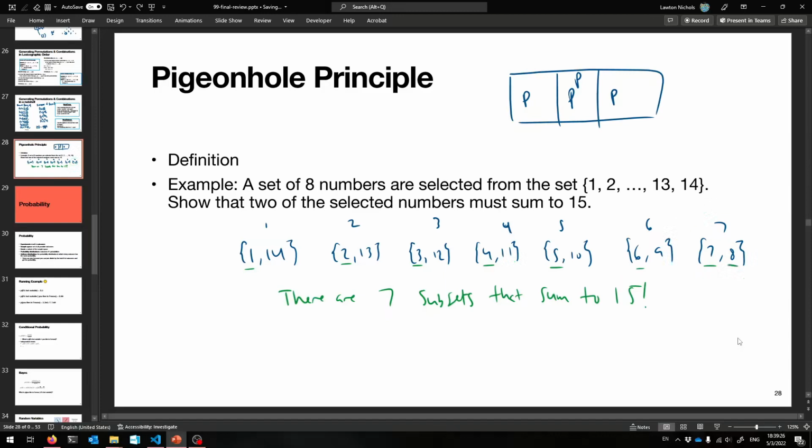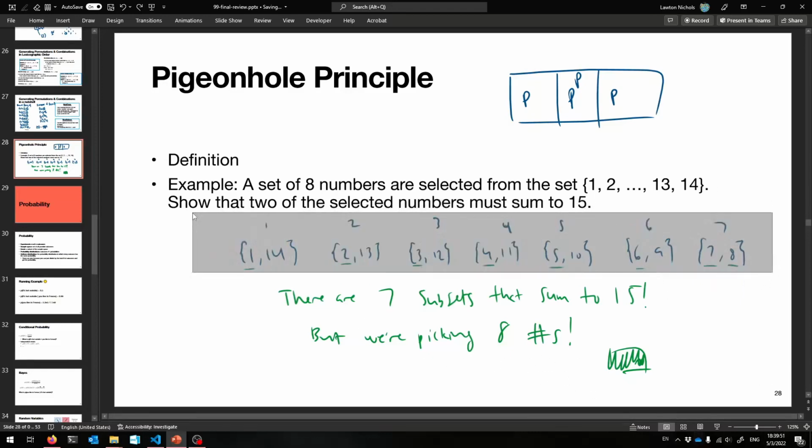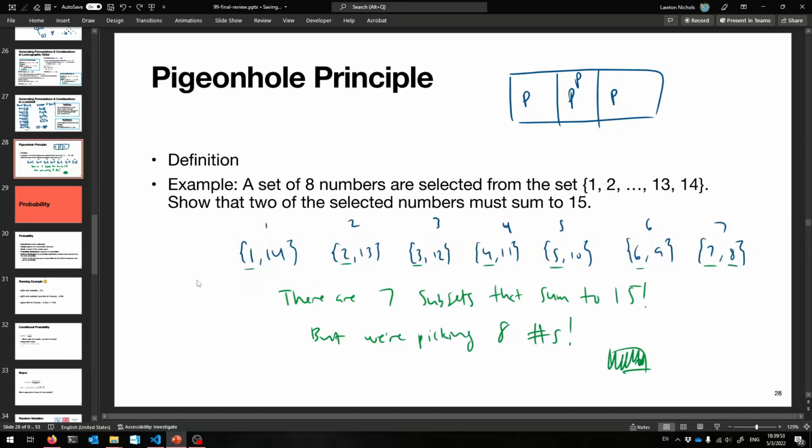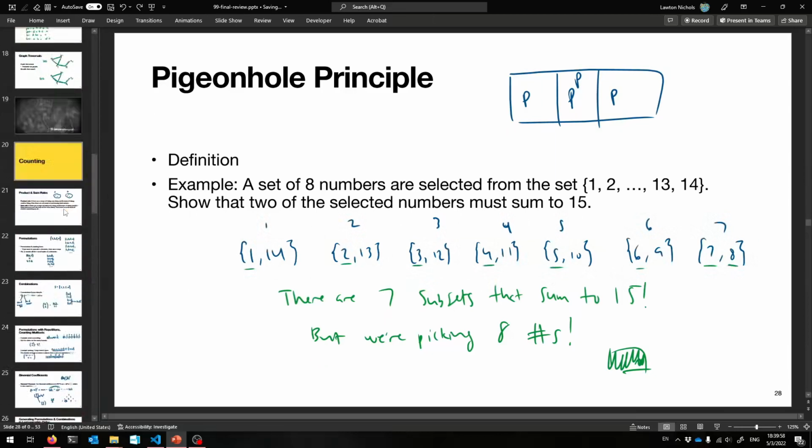Isn't that wonderful? There are 7 subsets that sum to 15, but we're picking 8 numbers. So those two combine with the idea that each of these subsets, they all range over 1 through 14. That gives us our answer. Okay? 7 subsets, but 8 numbers. That means there's got to be overlap. 2 of those numbers will have belonged to the same subset. That's beautiful. All right. So that is everything that I wanted to say for counting.